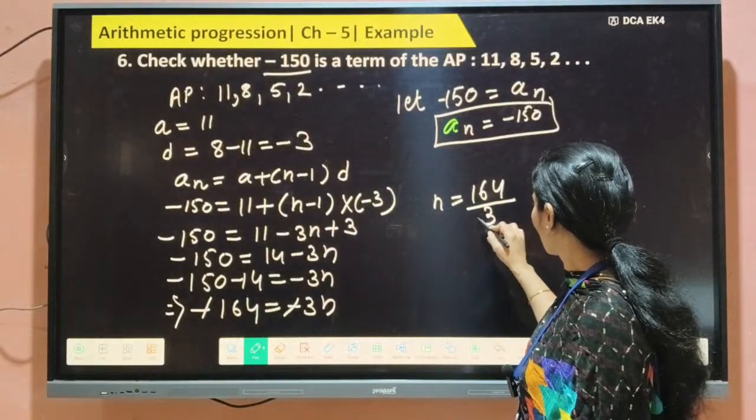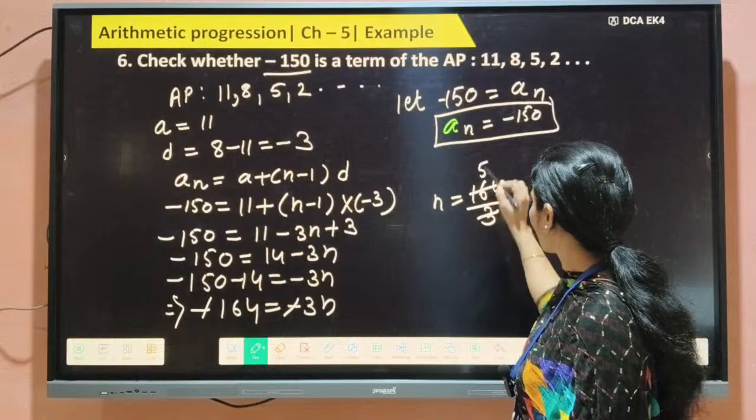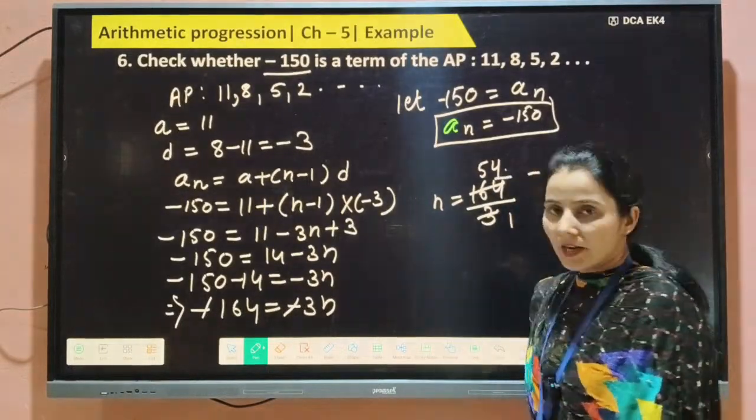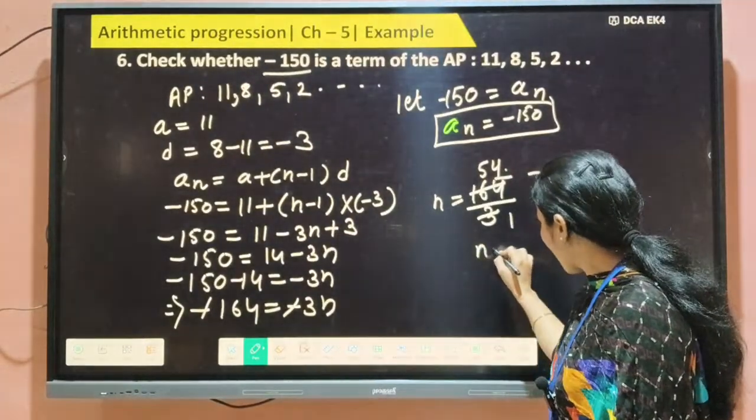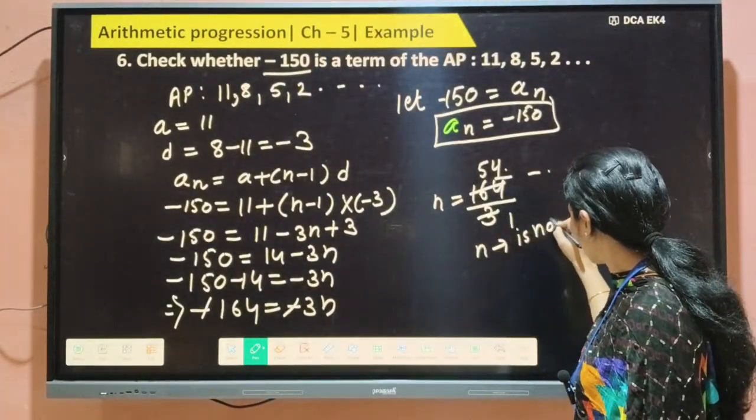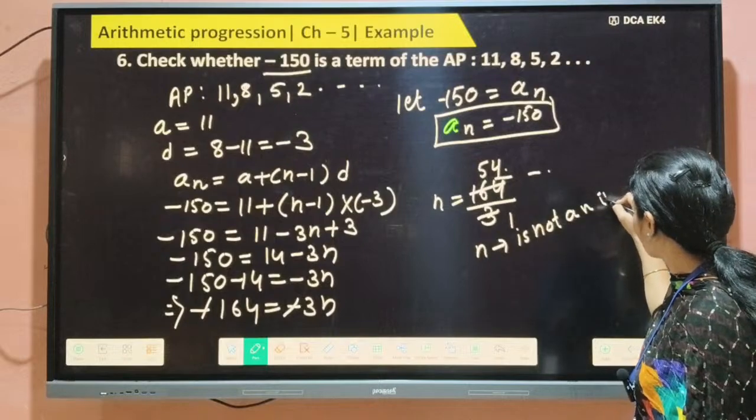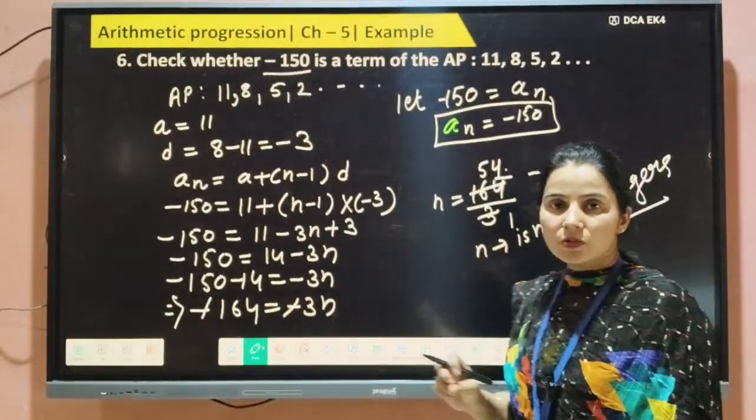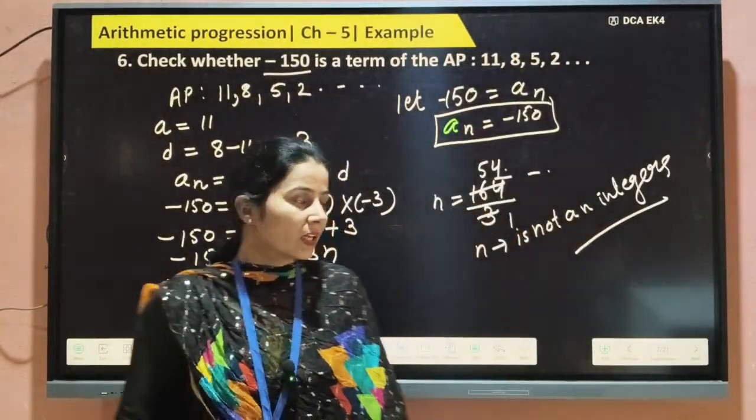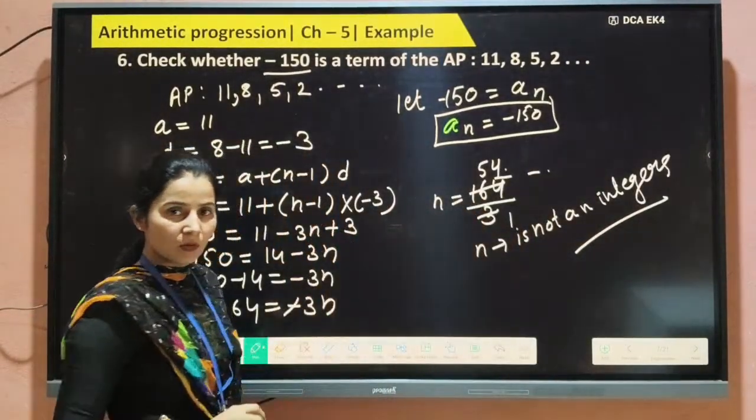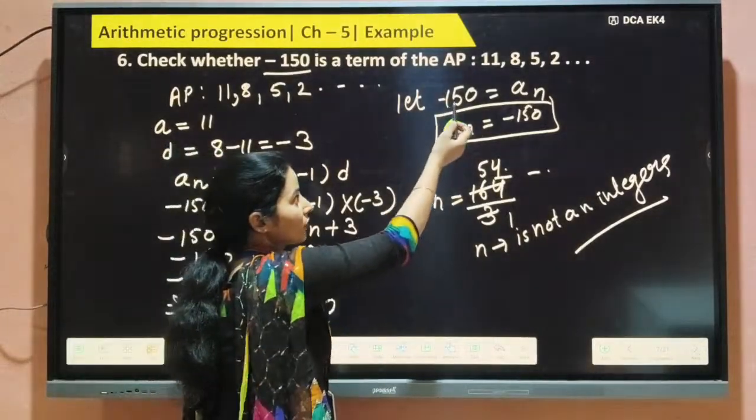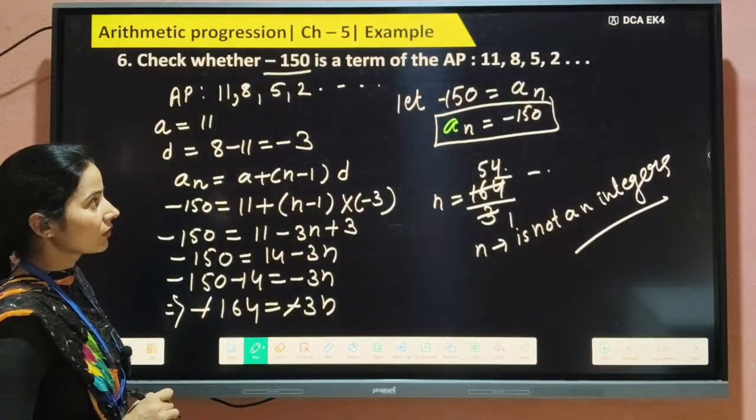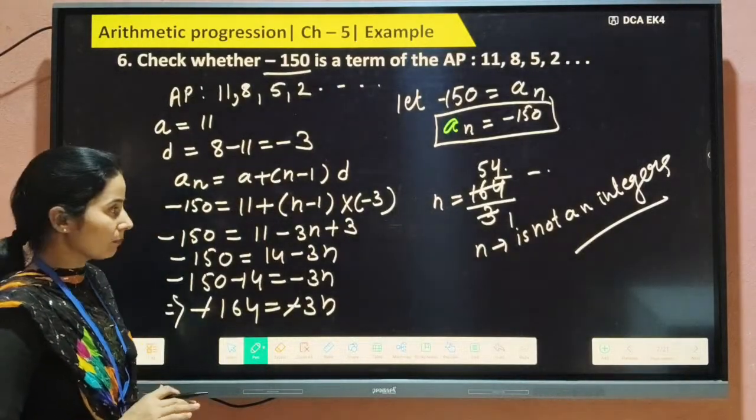If you solve it, 3 ones are 3, 3 fives are 15, 3 fours are 12, point something. Now we are getting that n is not an integer. n is not an integer. So if n is not an integer, we can say this minus 150 will not lie in this AP.